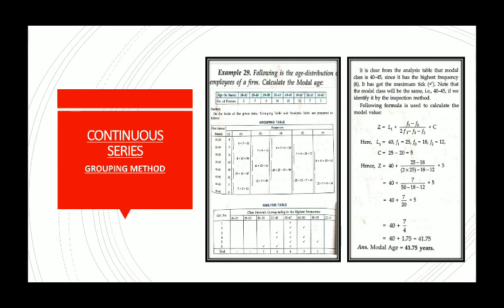So in that way you can form a grouping table and the corresponding analysis table that will show which class is the modal class, and according to the modal class we just put the formula given here, substitute the values over there, and get the answer of mode.